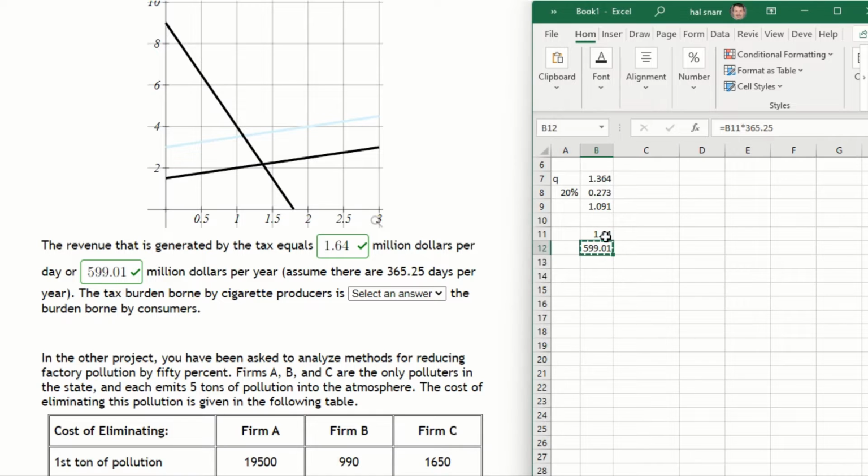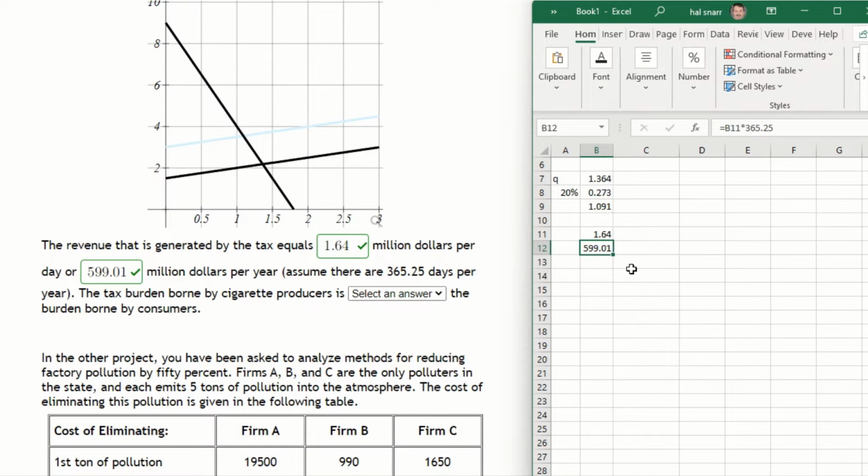Okay, what I had to do is I come back over here to Excel, and I used a rounded off number, the 1.64. So if I used the rounded 1.64 that I used here, then I multiply that by 365.25, I get the answer that Canvas is willing to accept.